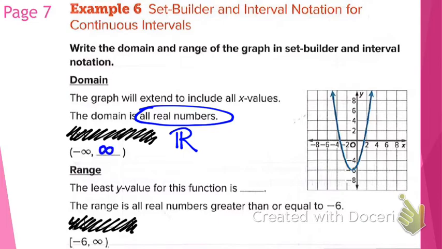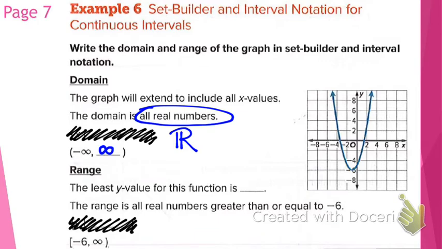-infinity to infinity. Why do we have parentheses around it again? I can only put brackets around things that are numbers. I can't ever be or equal to infinity. We use the brackets when it's or equal to. I can't ever be or equal to infinity.